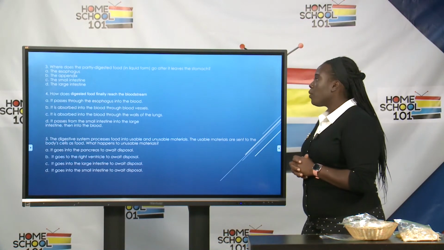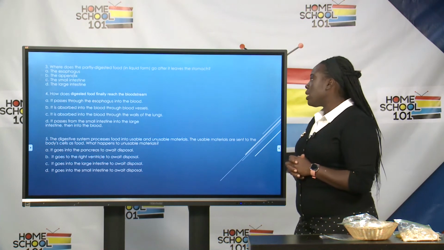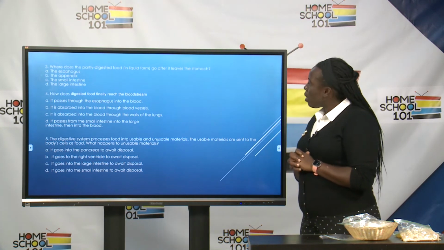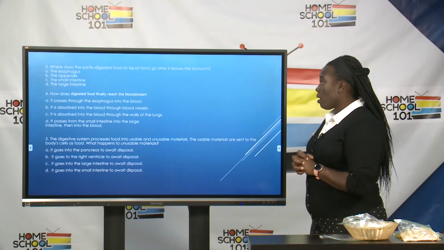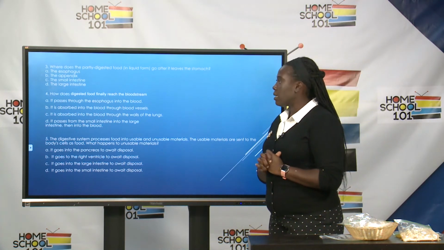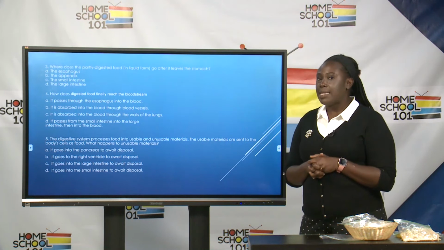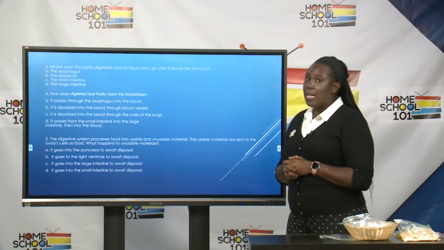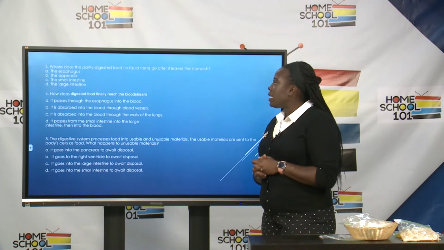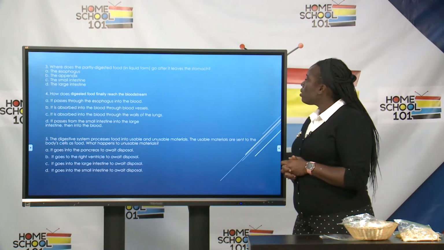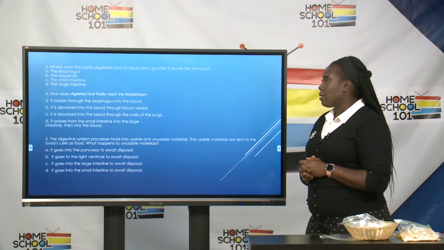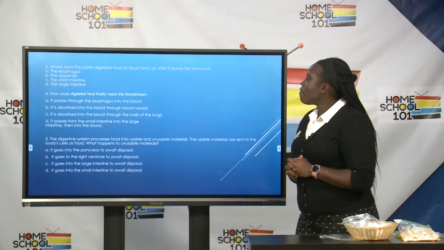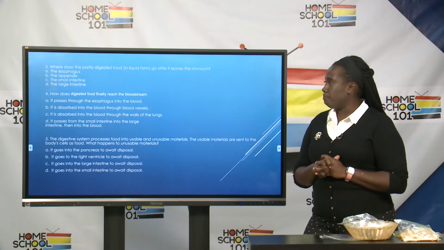Number 3, where does the partly digested food in liquid form go after it leaves the stomach? A, the esophagus. B, the appendix. C, the small intestine. D, the large intestine. If you answered C, the small intestine, you would be correct.